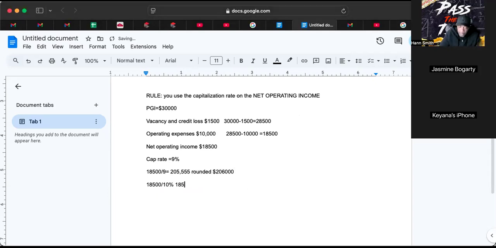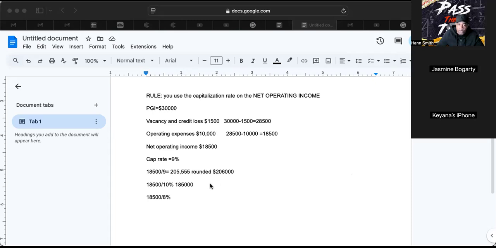You see, when the cap rate went up, that 1% change just lowered the value of that property by almost $21,000, because the risk went up by 1%. Now let's see what happens when the cap rate goes down. So we're going to take this and do 18.5 divided by 8%. So let's go to our calculator and type that in. 18.5. Y'all type that into your calculator, 18.5 divided by 8%. What happens to the value?